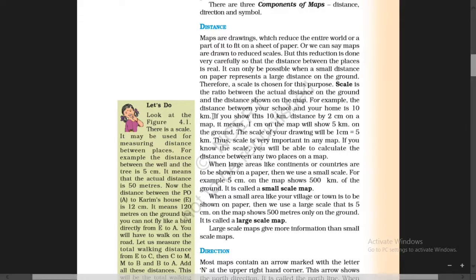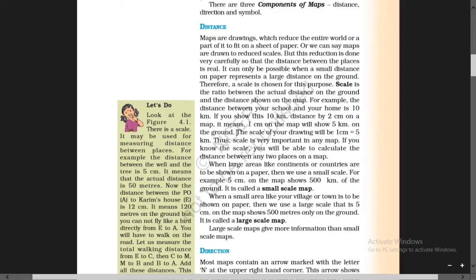That means from school, your home is at a distance of 10 kilometers. If you show this 10-kilometer distance by 2 centimeters on a map, it means 1 centimeter on the map will show 5 kilometers on the ground.